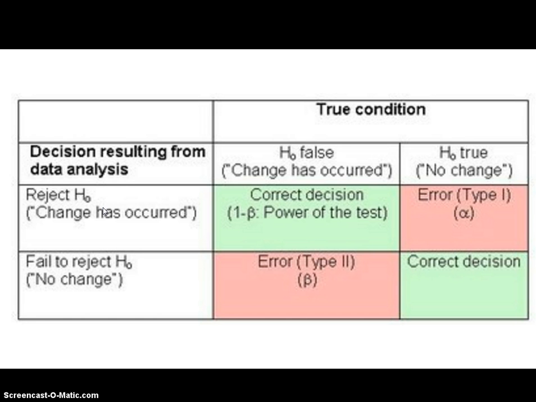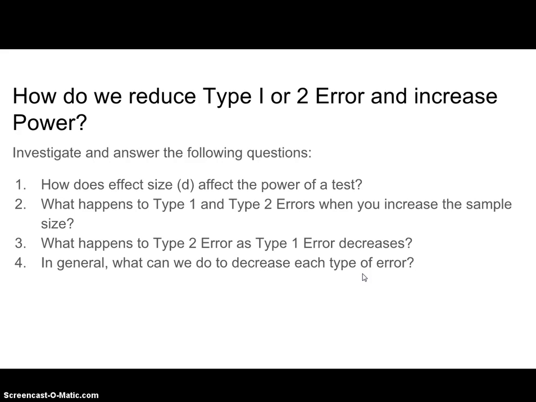So let's take a look at the connection between power, the probability of correctly rejecting a false null hypothesis, and alpha, and what happens with the sample size. I want to take a look at a few questions here. We want to talk about how an effect size changes the power of the test. Very briefly, the effect size is basically what effect the two variables have on one another.